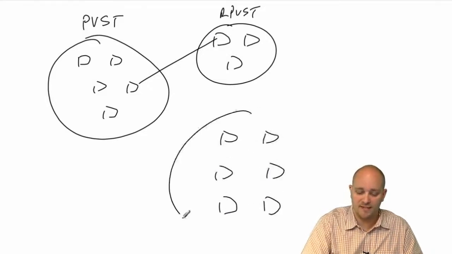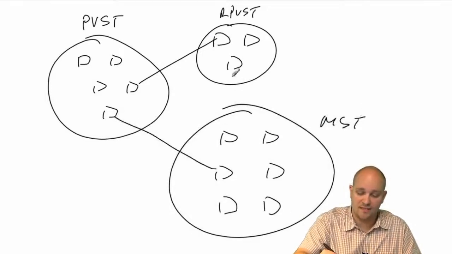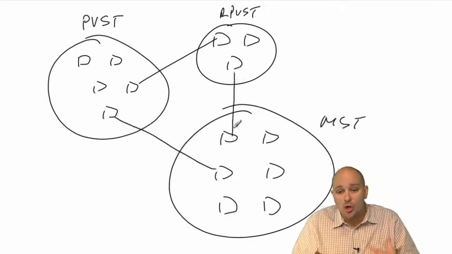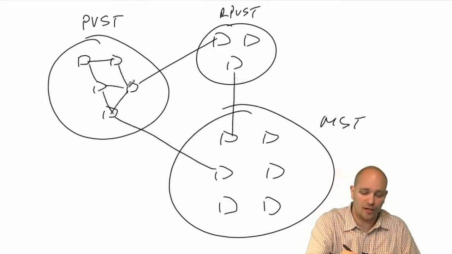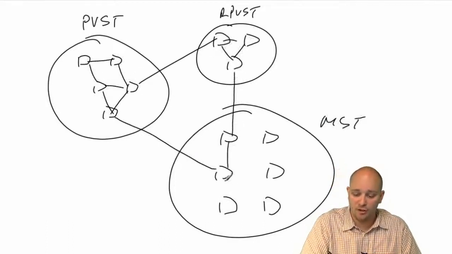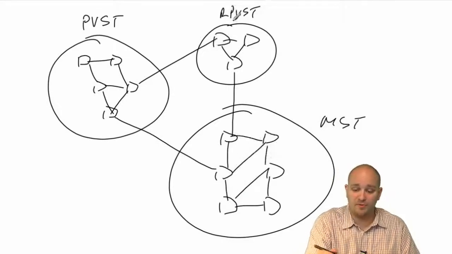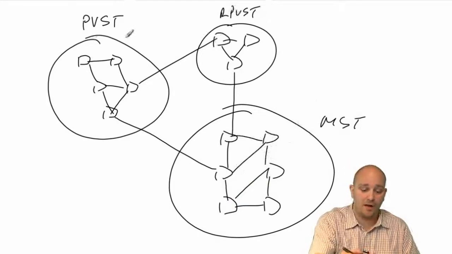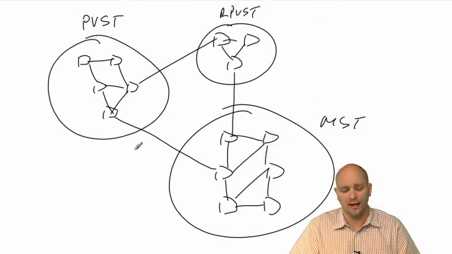So these regions here, these spanning tree domains, could be interconnected, and we don't really care how the internal connections look here, because this is all going to work, because both rapid per VLAN spanning tree and MST are backwards compatible with PVST. So this is somehow going to work out.